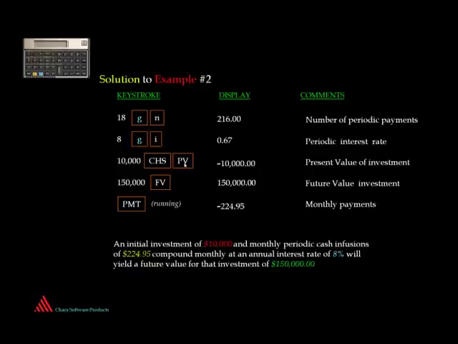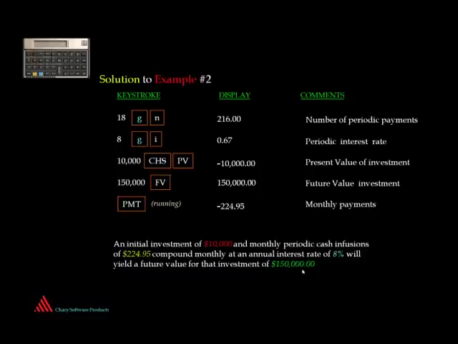That's the number that we want to put in the PV, or present value, because we're taking $10,000 out of our pocket, putting it in the investment. And then we wanted to have $150,000 as our future value after 18 years, collecting 8% interest. So we do the $150,000. When we hit payment, the payment says you're going to have to take out of your pocket again, with the minus sign, $224.95 for monthly payments. Okay, so an initial investment of $10,000 with cash infusions of $224.95 every month, if the investment's getting an 8% return, it'll yield a value of $150,000 after 18 years.